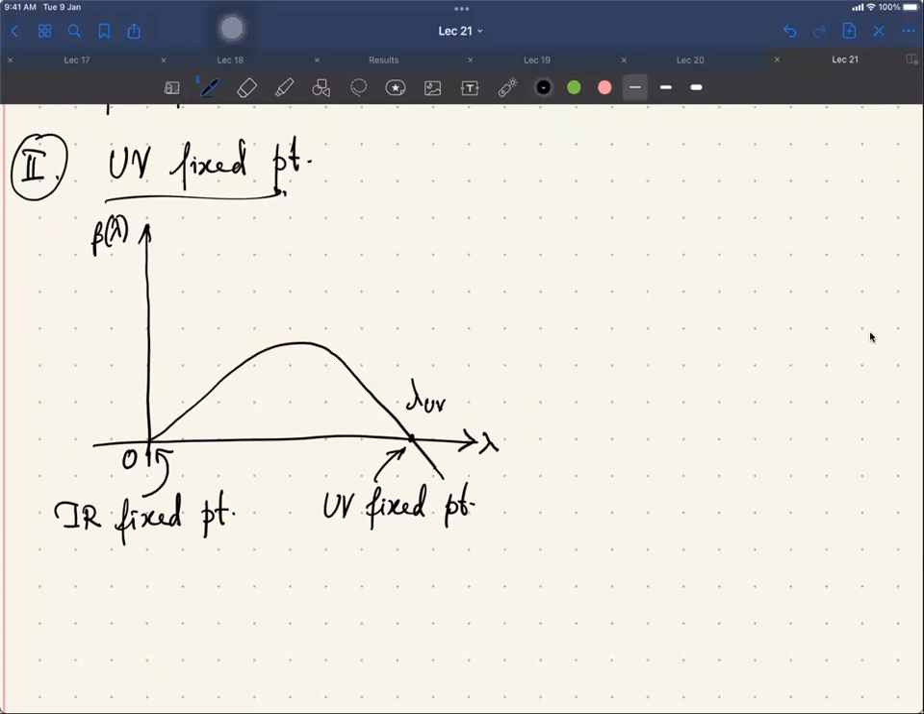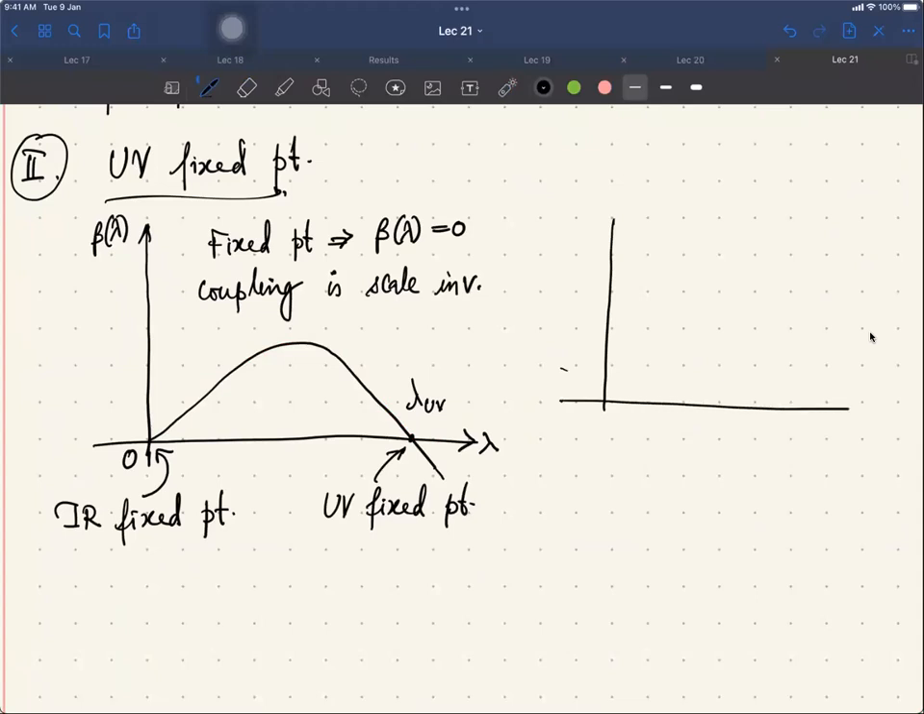So here, a fixed point implies beta lambda equals zero, which means the coupling is scale invariant. If you plot the lambda versus mu graph, then there is one value of lambda UV. If you start above lambda UV, then you asymptotically go towards lambda UV. If you start below lambda UV, then also you asymptotically go towards lambda UV.